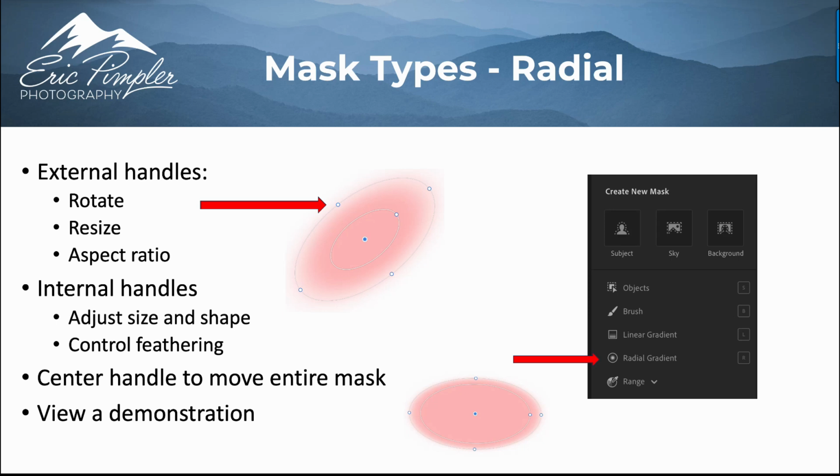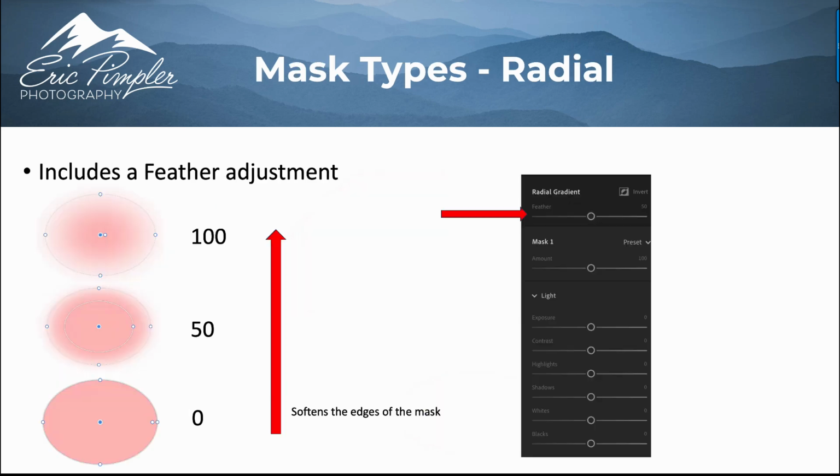The center handle, the blue dot right in the center of the radial gradient mask, is the handle that you use to move the entire mask. So basically you're going to use your cursor or your trackpad, click on that and drag it to a different location if you need to move the entire mask. All right, so in just a few minutes we'll get to a demonstration that shows you exactly how to create these and how to manipulate them in different ways.